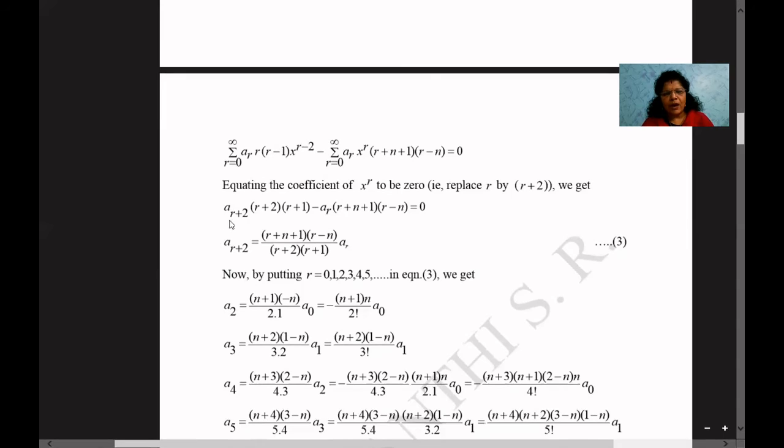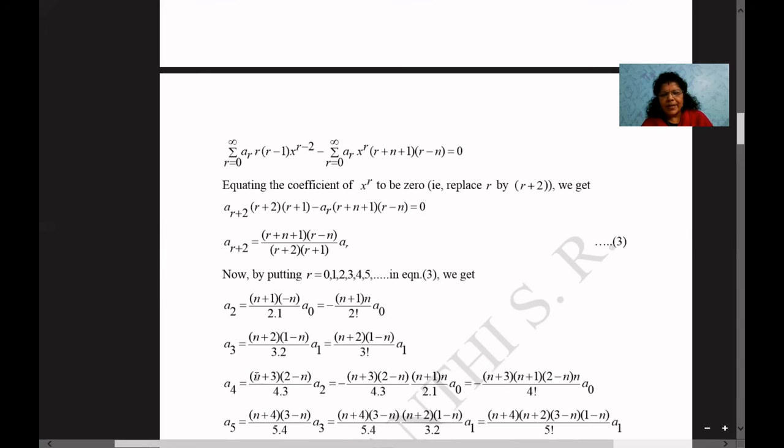Now A4, how will you get A4 here? R is equal to 2. So you substitute the third value, r is equal to 2. So you will get A4 is equal to (2 plus n plus 1), that is n plus 3, (2 minus n), divided by the second term, 2 plus 2 is 4, 2 plus 1 is 3, 4 into 3 into A2. But the A2 value we have already obtained here. So this value I am applying. In place of A2, I am going to apply minus (n plus 1) into n by 2 factorial into A0. This value I am going to apply.